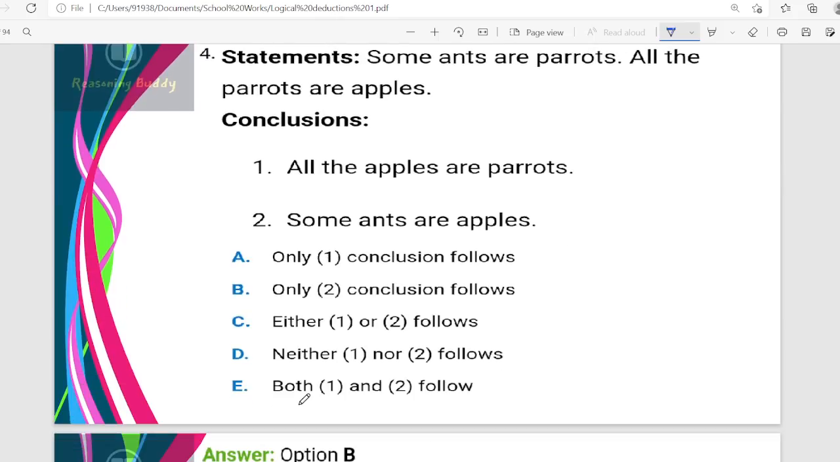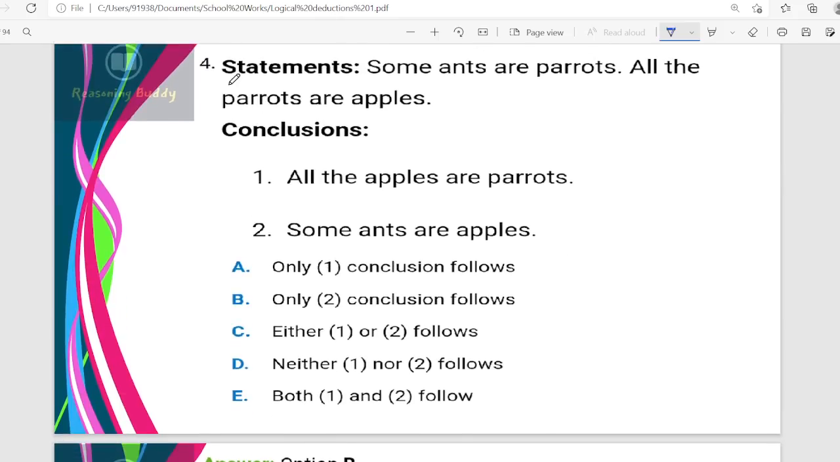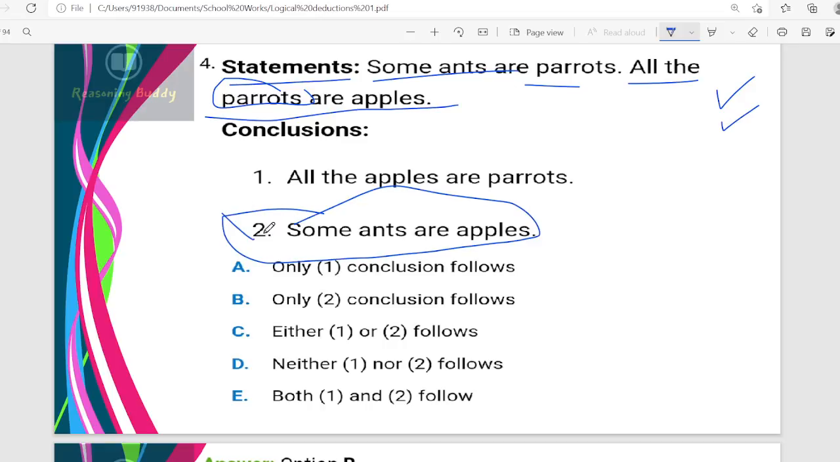Next. Some ants are parrots. All the parrots are apples. Parrots is the common term. So rules up to rule 2 are satisfied, and rule 6, that is one particular, the answer should be in particular. So it is the answer according to rule 6. Conclusion 2 is right. Option B is right.